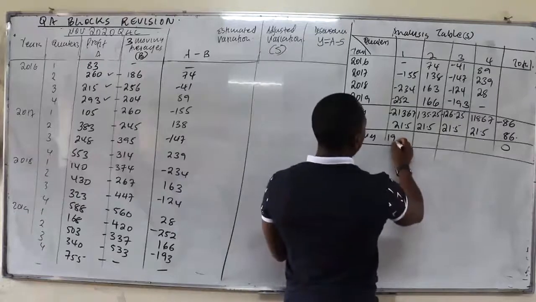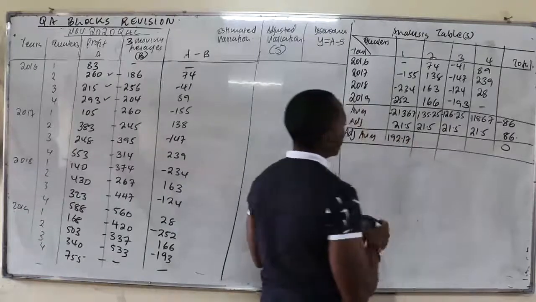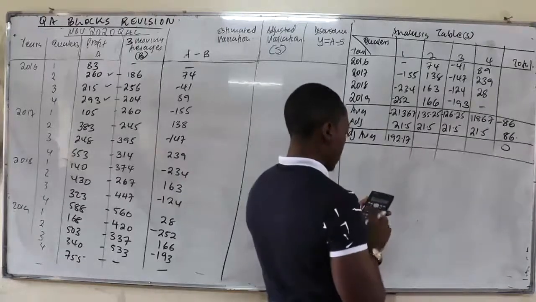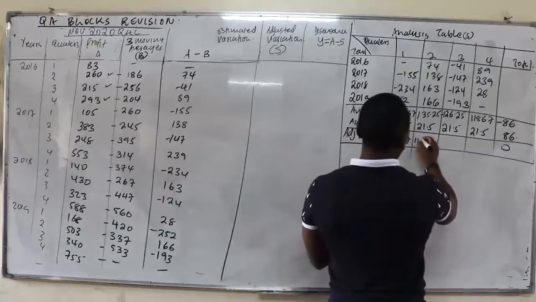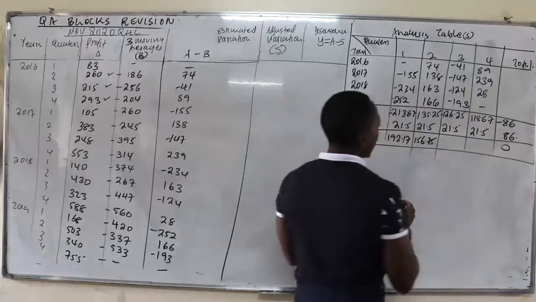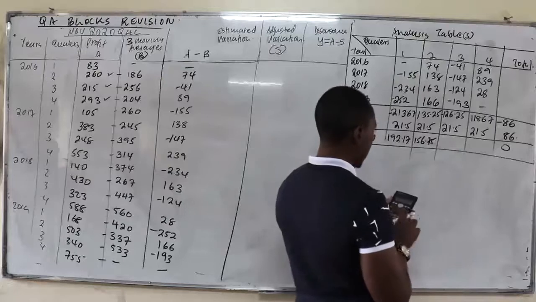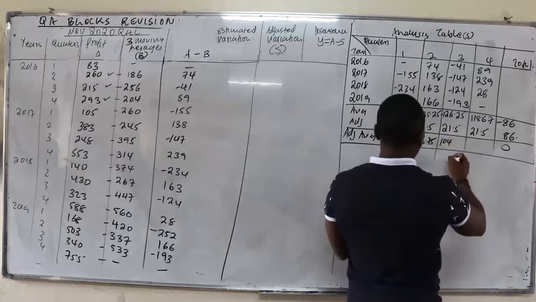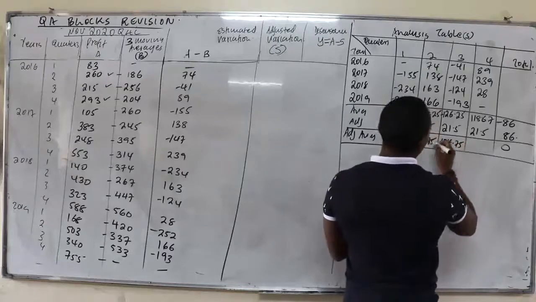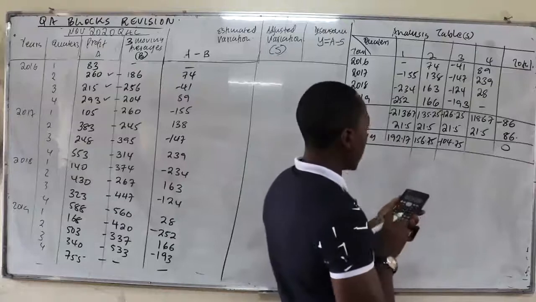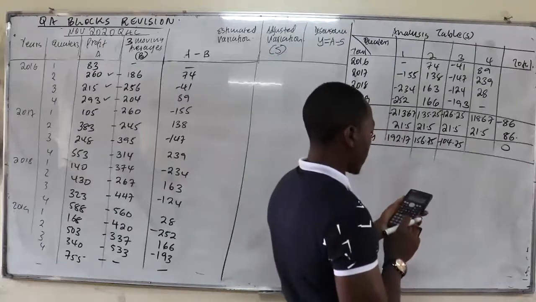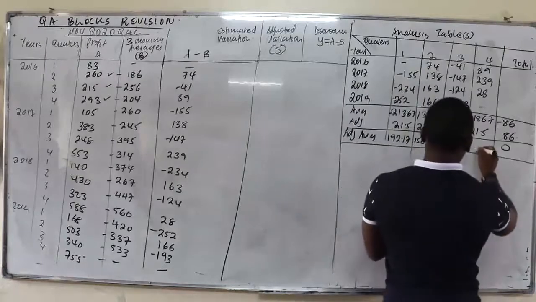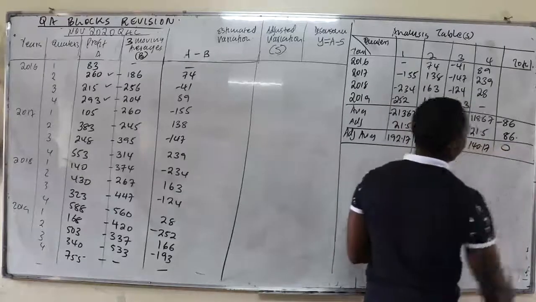So here we have 192.17. Here we have 156.75. We have 104.75. And 140.17.